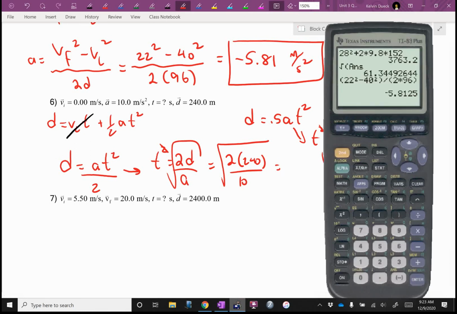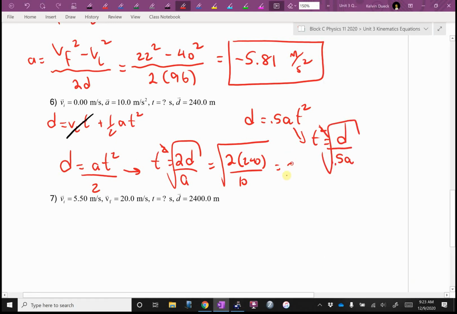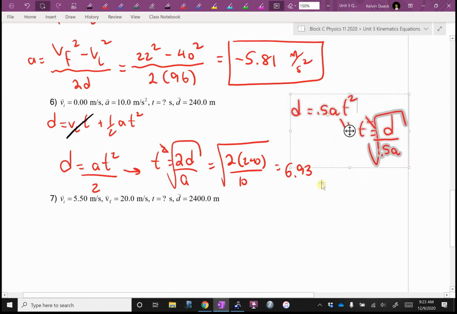6.9? Works out to 48. Square root of 49 is 7, so it's going to be a little less than 7. 6.93. I should have just made up that last number and fluked. Maybe I might have fluked into a 3 sig fig guess. 6.93. Mr. Dewick, let's move this over a little bit so I got some room. And that is seconds.